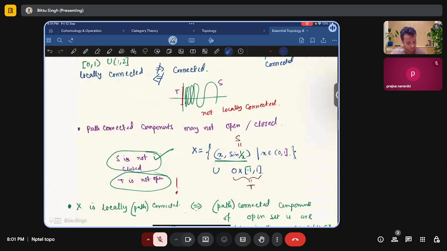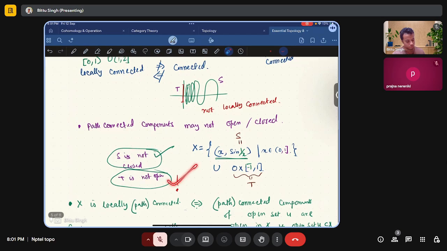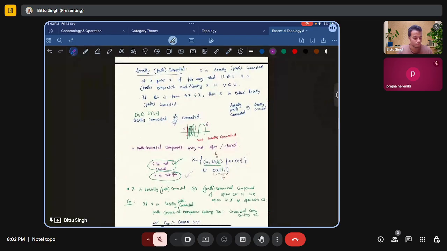Yes. If T is open, then S will be closed. That is actually very wrong, because T being open implies the complement of T, which is this S, is closed. But this is not true. Therefore, this is not closed, and therefore T will not be open. So this is actually correct. There is no confusion. Sorry for this.